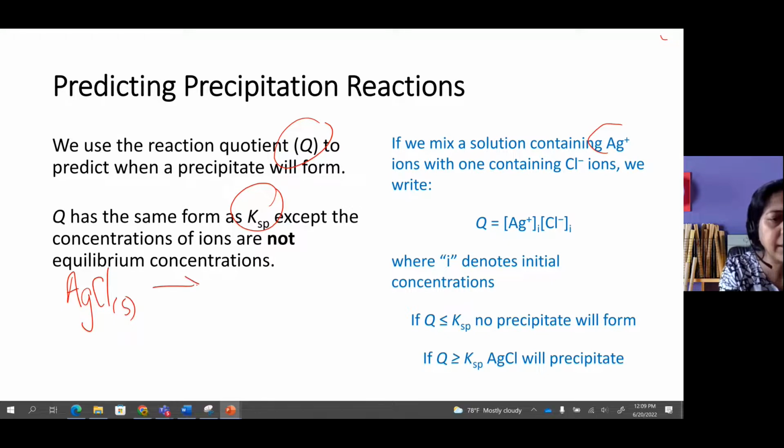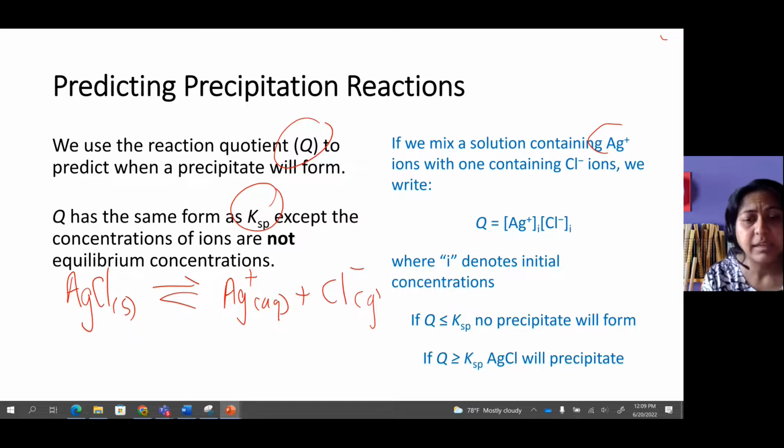the precipitate, we assume it's slightly soluble and it produces silver ions and chloride ions. So we write the Q as the silver concentration multiplied by the chloride concentration. This I is for the initial.